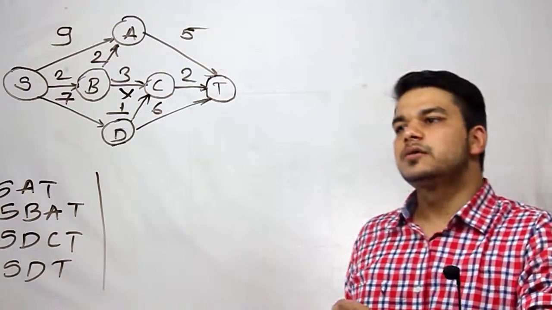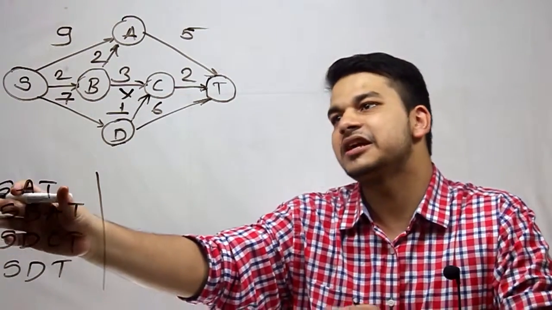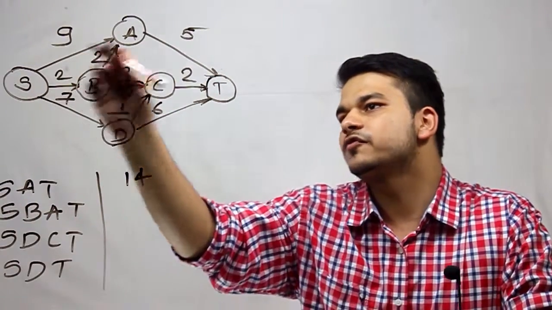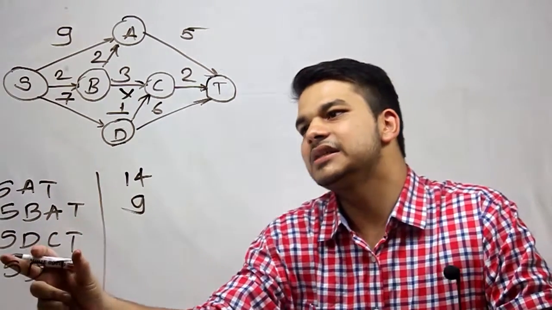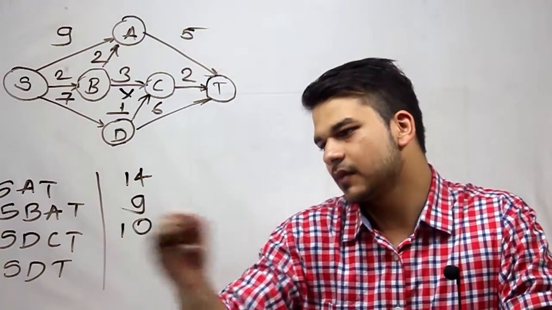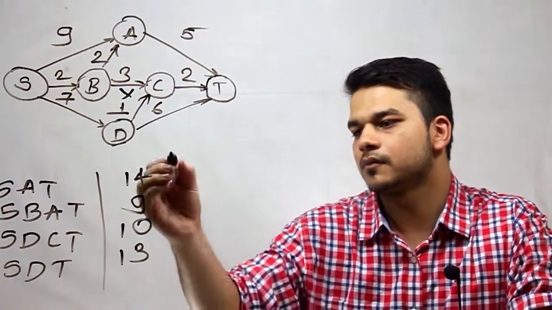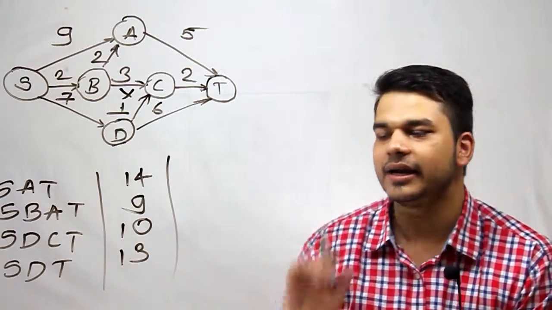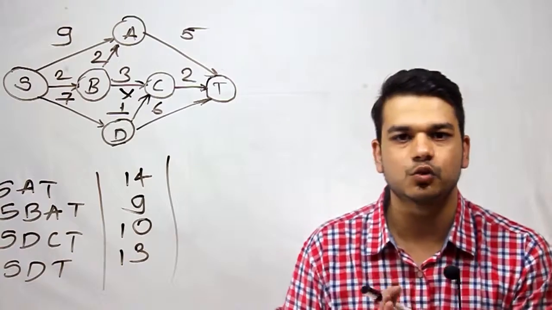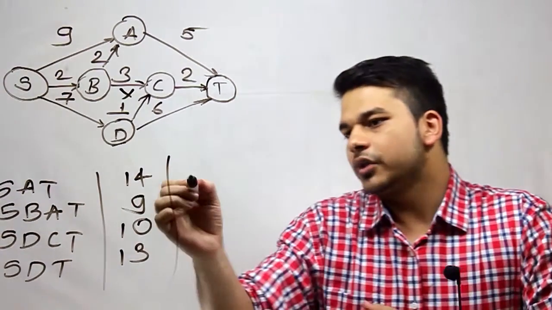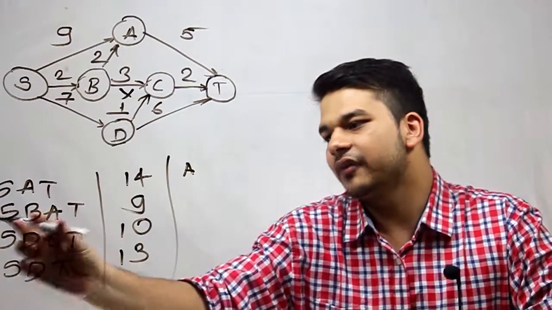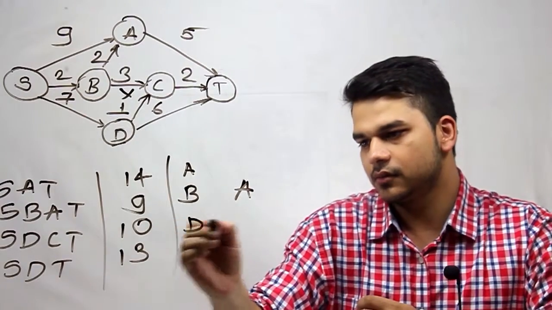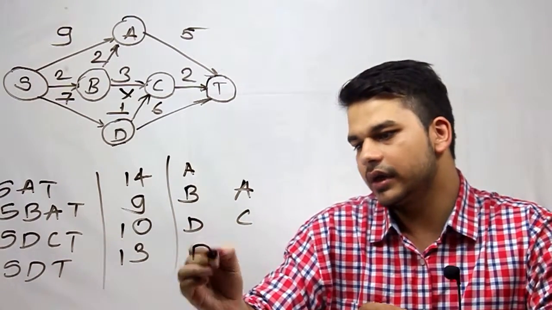Okay. Now the fuel cost required for SAT is 9 plus 5, that is 14. SBAT will be 2 plus 2, 4 plus 5, 9. For SDCT it will be 10, and for SDT it will be 13. Now we'll have to adjust the toll which we collect at A, B, C and D such that the total cost for each of the routes is going to be constant. So here we only have one option A, here we have two, B and A, here we have D and C, and here we have D.